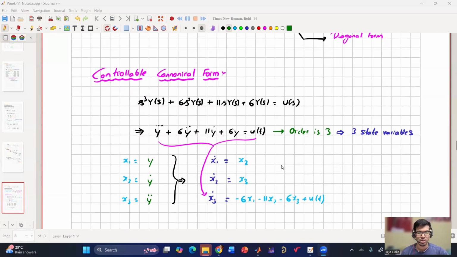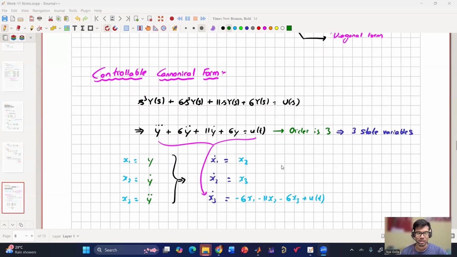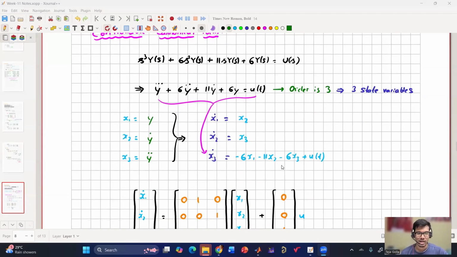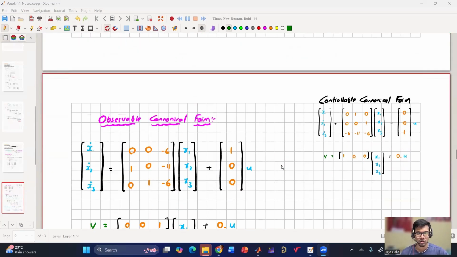First you convert it into a differential equation and consider y as one state variable and the derivatives of y as the other states. And how many do we have to consider? We have to consider three state variables because the order is three. Once we get that, write it in matrix form, and then you will get the controllable canonical form.